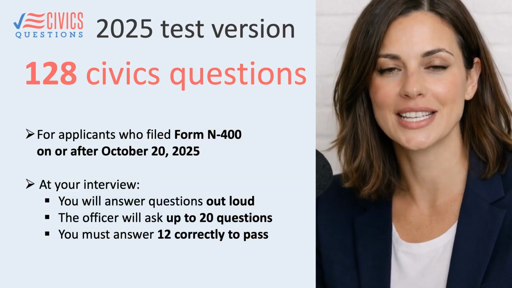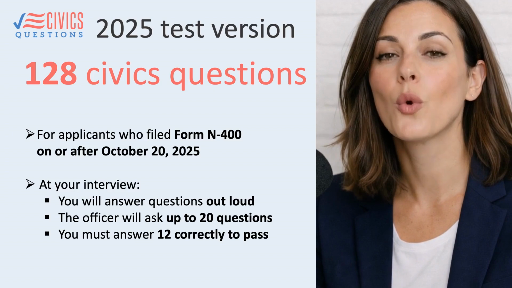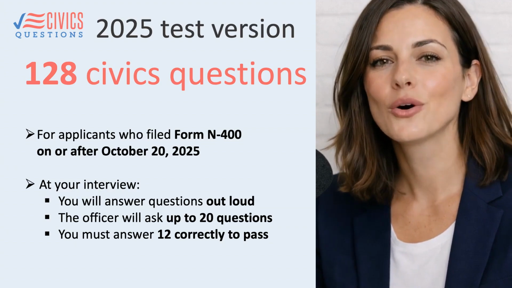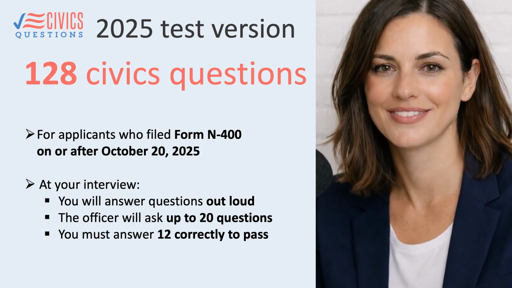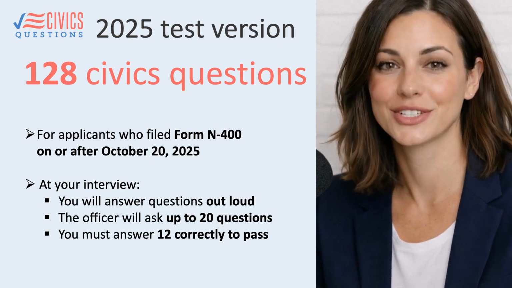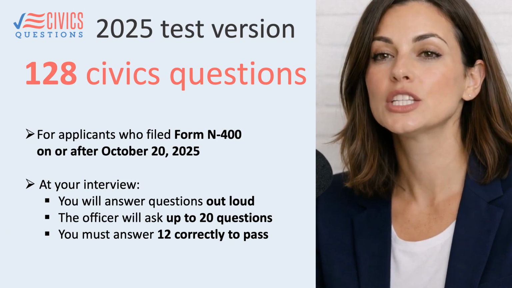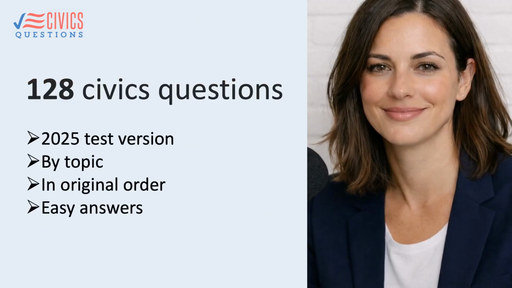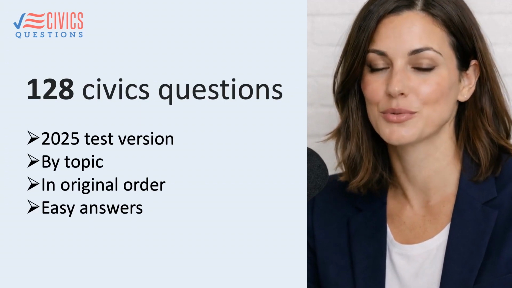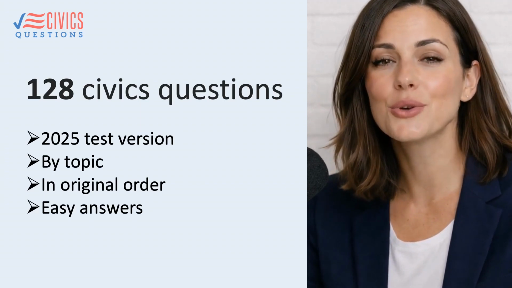In this video, we'll go through all the civics questions you need to study for the U.S. citizenship interview. Before we start, make sure you're studying the right version. We'll study the newer 128 question civics test for people who filed Form N-400 on or after October 20th, 2025. At your interview, you'll answer the civics questions out loud. The officer can ask up to 20 questions, and you need 12 correct to pass. In today's video, I'll go through the questions in order and give you one easy answer to remember for each one. I'll pause so you have time to answer too.